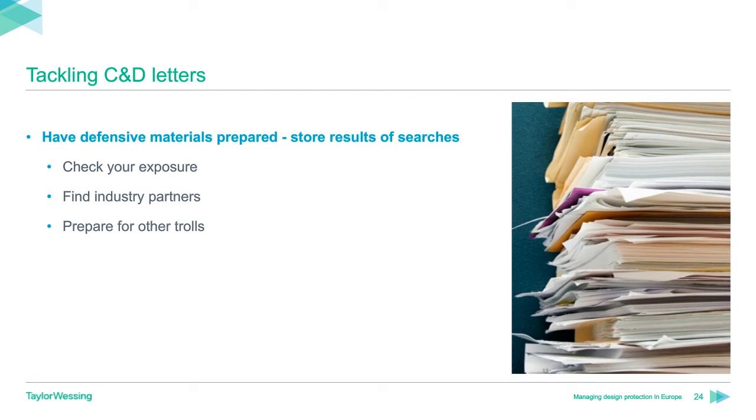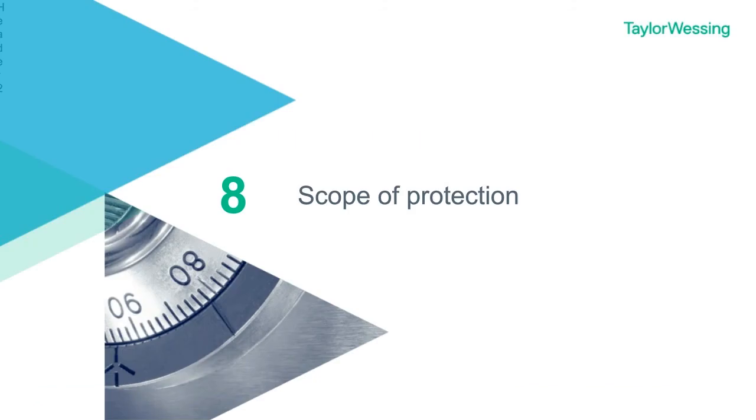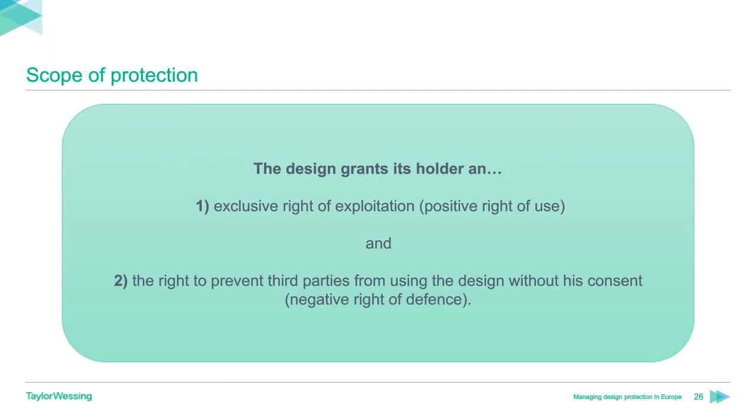Now, moving on to scope of protection. Defining the scope of protection is important, first of all, when you want to defend your rights, but also when you want to defend yourself against an attack. The design rights, as Tom Carl previously pointed out, are very useful rights because the design grants its holder an exclusive right of exploitation, so it's a positive right of use, and it also gives the owner the right to prevent third parties from using the design without their consent.